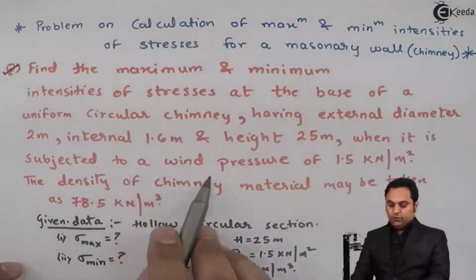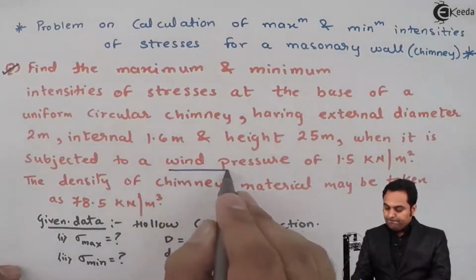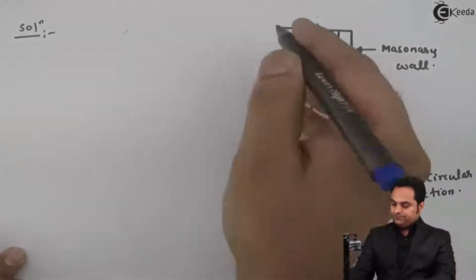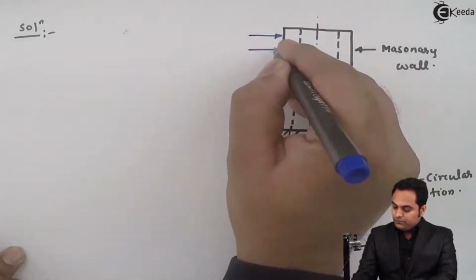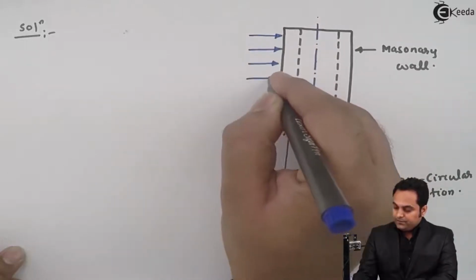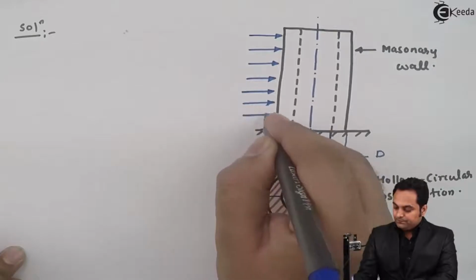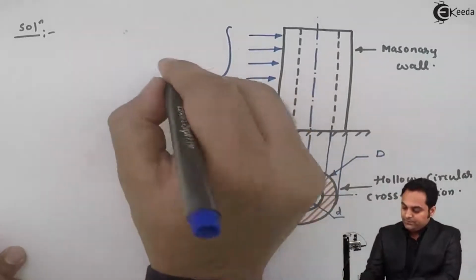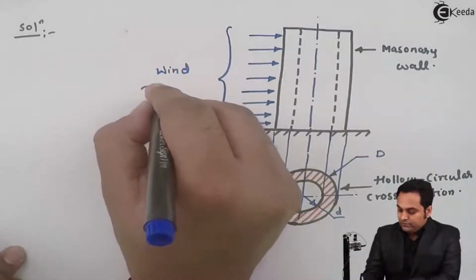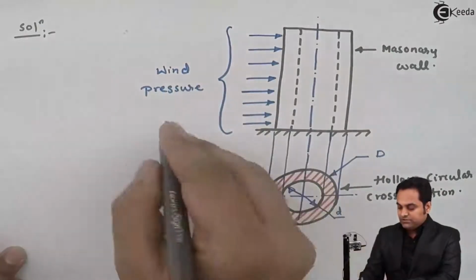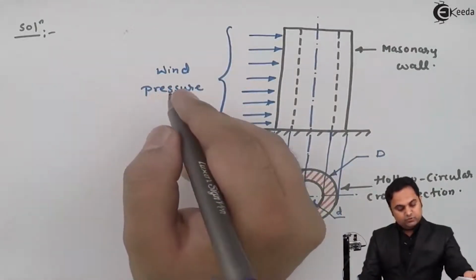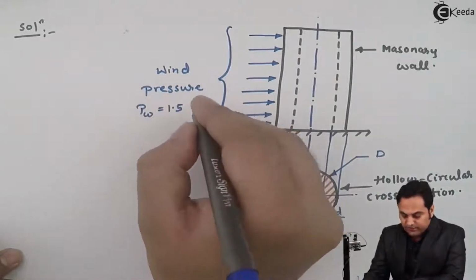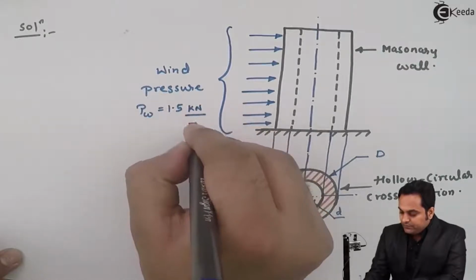when it is subjected to a wind pressure, it means on one side of the chimney there will be wind pressure. So here I am denoting the wind pressure. This will be the wind pressure, which is given in the problem as 1.5, and I have denoted it as P suffix W, 1.5 kilonewton per meter square.